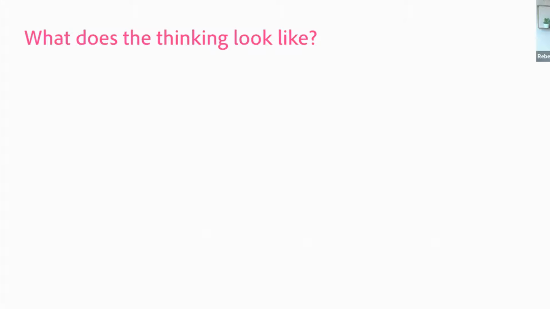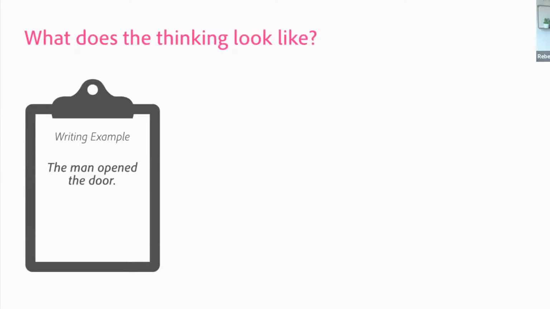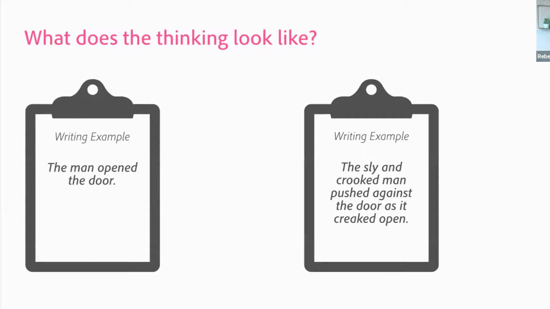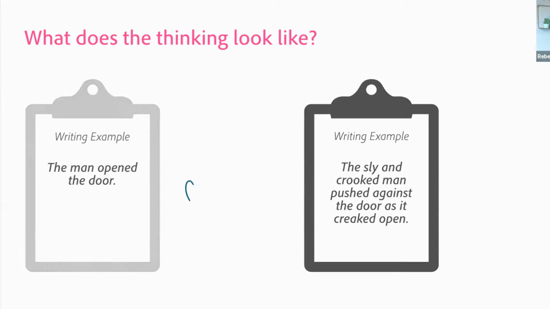The next one, writing example. The man opened the door. The next writing example, the sly and crooked man pushed against the door as it creaked open. So what are we focusing on here? We're really thinking about elaboration, connecting multiple ideas and things together. Here we've connected just a couple of things together. There's not a lot of elaboration in that.